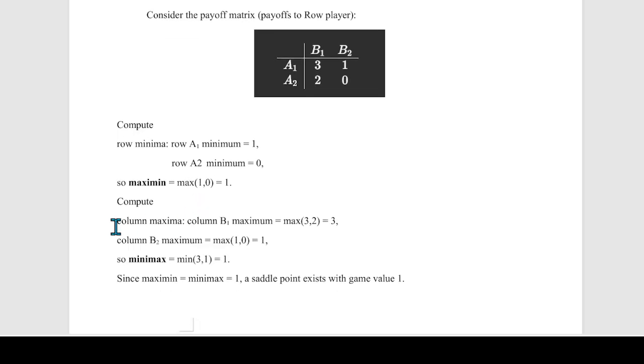Now we will find the column maxima. Column-wise, first we have to find the maximum value. What is the maximum value in B1? 3. Maximum value in B2? 1. Now what are the values that we have found? 3 and 1. Now, accordingly, from here we have to find the minimum value. 3 and 1 means the minimum is 1. So, our minimax value would be 1.